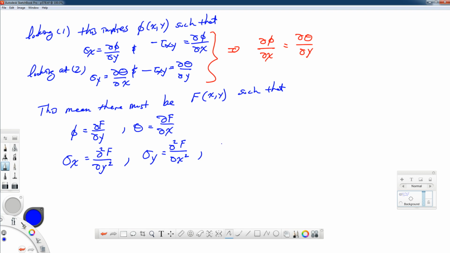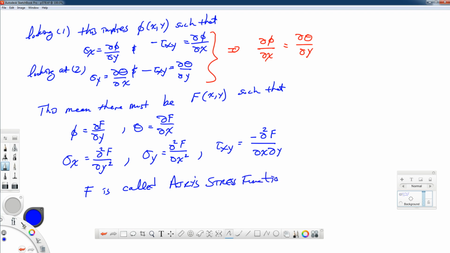And then lastly, if I want to find the value for tau xy, remember that has that negative sign thrown in there. It would be negative the second partial derivative of f with respect to x and y. And f is called Airy's stress function. So if we can find this function, determining the stress fields is really easy. We just take partial derivatives.